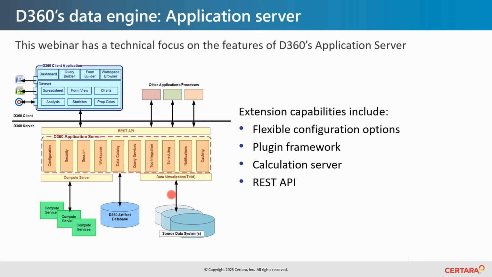As for extension capabilities, the first extension is the flexible configuration options. You can add as many data systems as you like. These are usually relational databases, but they can also be web services, or now there are also cloud database systems that we are extending to. So there's not really much limitation in extending in that direction.